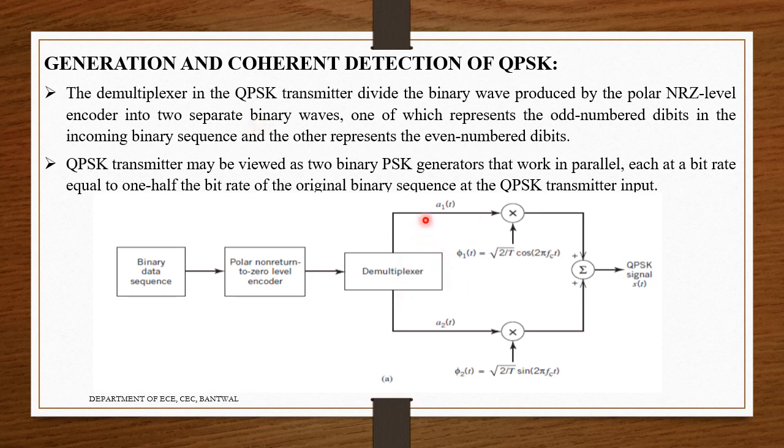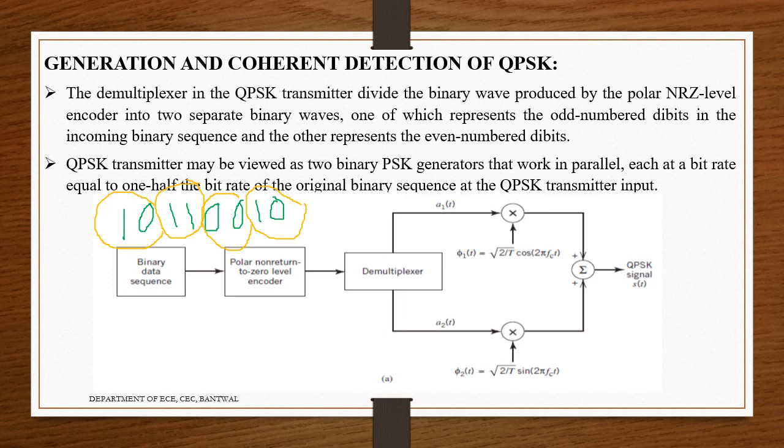The in-phase component will be given here, and the quadrature phase component will be given here. For example, if the bits given are 1 0 1 1 0 0 1 0, how will it work? First we need to make pairs: 1, 2, next this one.